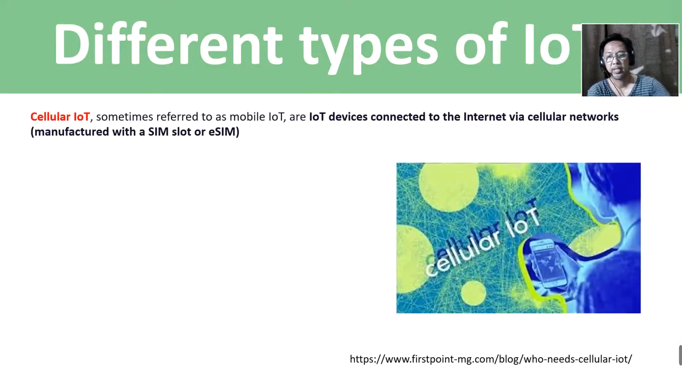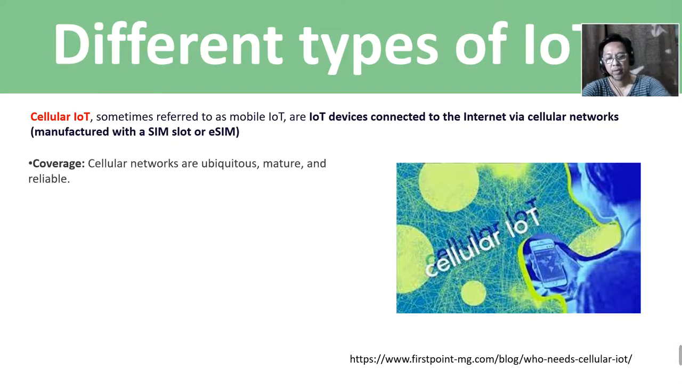Next is the cellular Internet of Things, sometimes referred to as mobile IoT. These are IoT devices connected to the internet via cellular networks. They are manufactured with a SIM slot or eSIM, specifically for your IoT, not the one that you will use for calls, for text, or even for data.